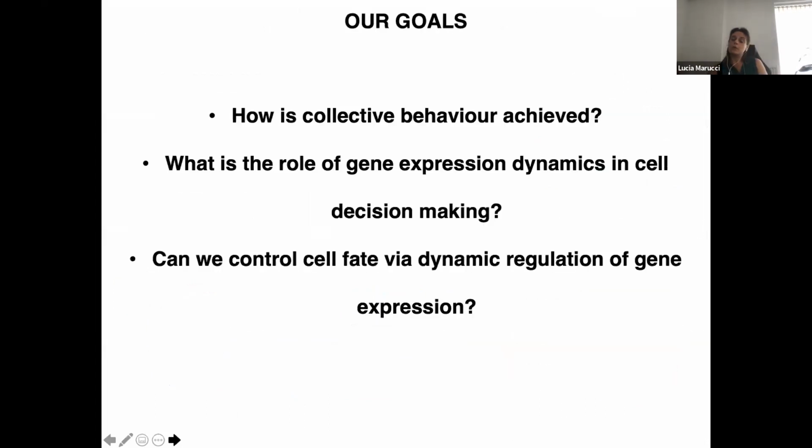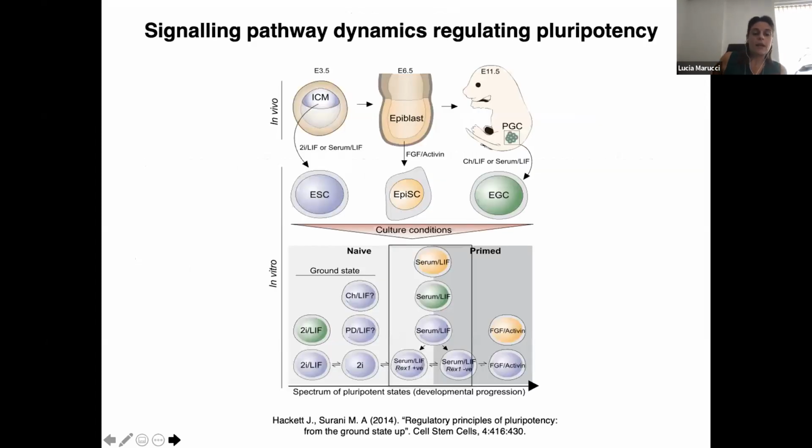So what my group is trying to do, combining systems and synthetic bio approaches, is both trying to understand how collective nonlinear dynamics are achieved. We are also trying to understand if and how these dynamics affect cellular phenotypes. And finally, we are trying to directly control these dynamics, combining control engineering with synthetic bio. I will start with some systems bio results.